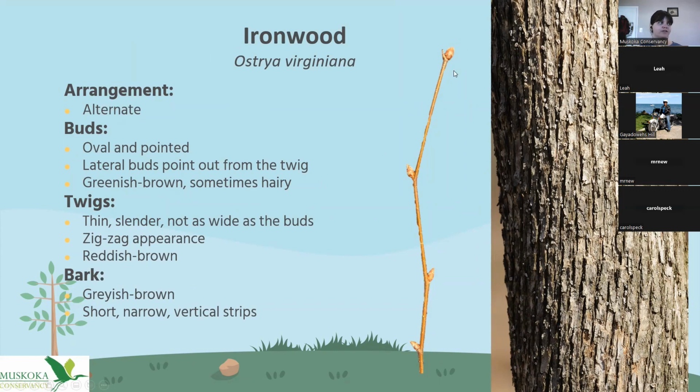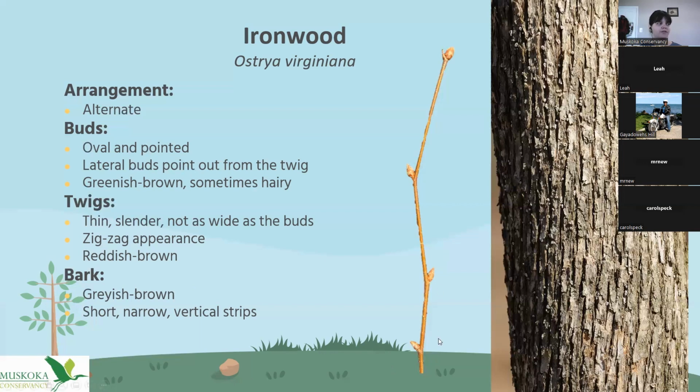Here they're more of that brownish color, and sometimes they'll have hair as well. The twigs are very, very thin and slender. The main way to help you identify it is that the buds are going to be wider, almost twice as wide as the twig is thick. They tend to have a zigzag appearance to them as well, which you can sort of see here, but is quite recognizable as they get older and their branches get longer and grow more. And they tend to be a reddish brown color.